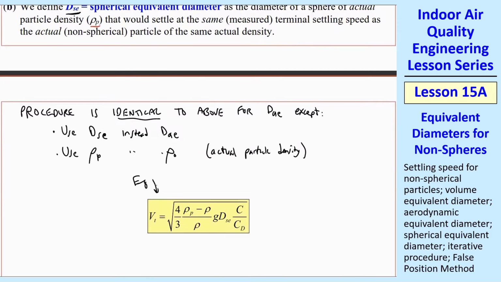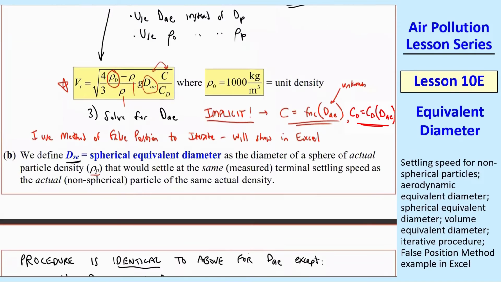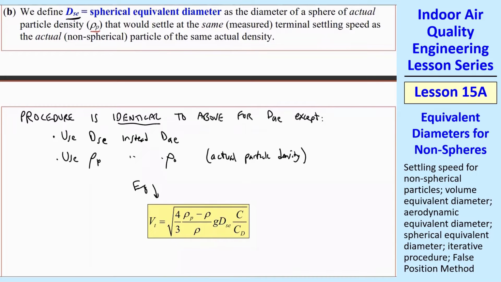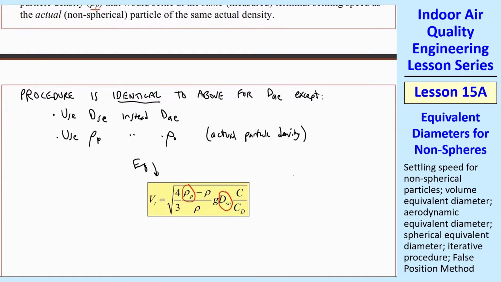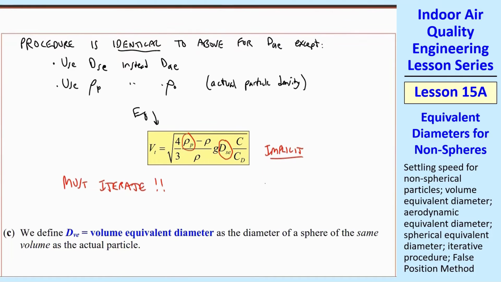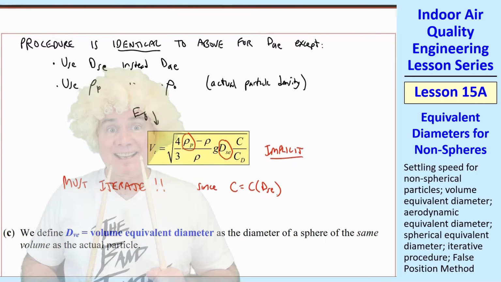The equation is here. It's the same as what we had up here, except instead of rho naught, we now use rho p, and we call this DSE. Again, this is implicit. Again, you must iterate. Why? Cunningham correction factor is a function of DSE. So we have that same problem that we had before.